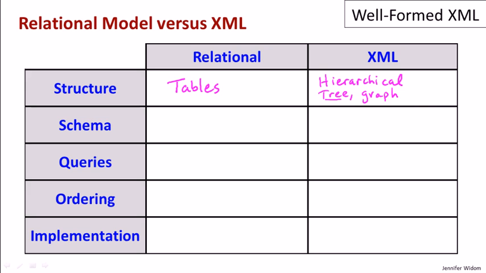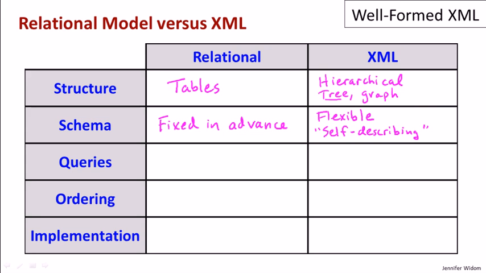Next, let's talk about schemas. In the relational model, the schema is very important. You fix your schema in advance when you design your database, and then you add the data to conform to the schema. Now in XML you have a lot more flexibility. So the schema is flexible. In fact, a lot of people refer to XML as self-describing. In other words, the schema and the data are kind of mixed together.